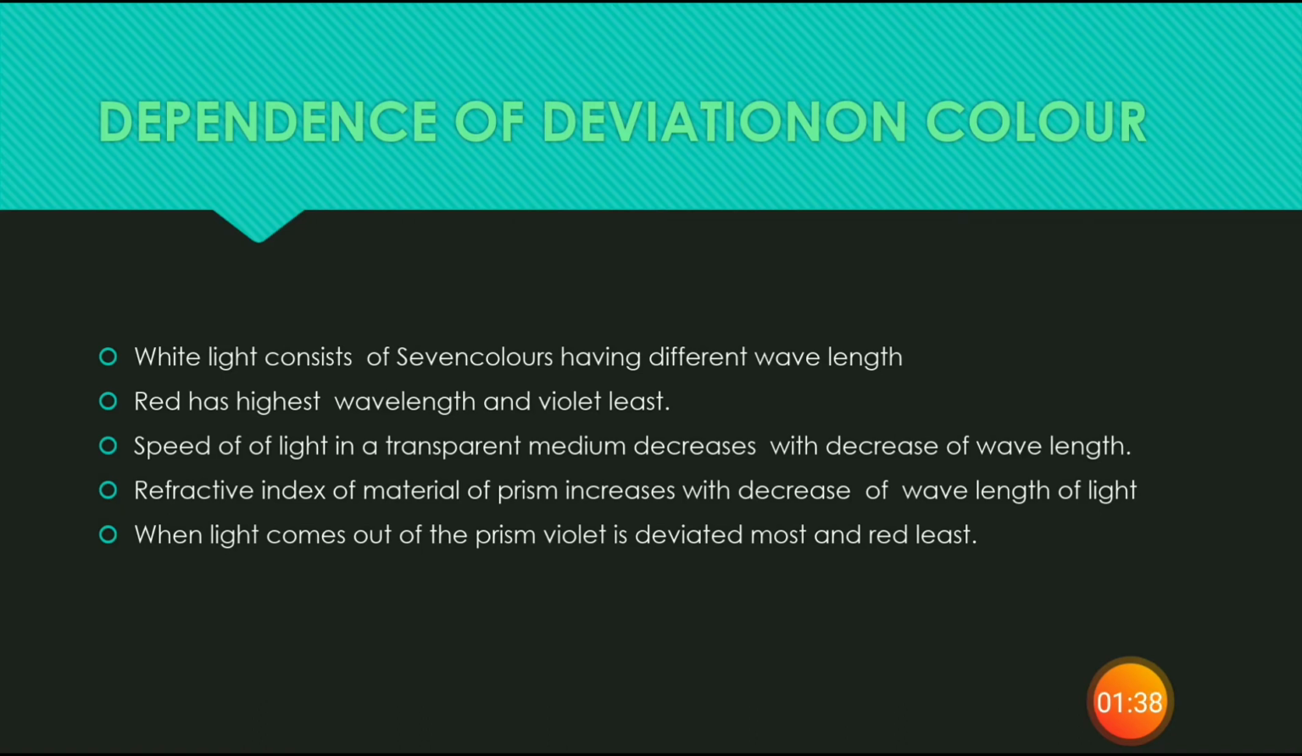Speed of light in a transparent medium decreases with decrease of wavelength. Refractive index of the material of the prism increases with decrease of wavelength of light. When light comes out of the prism, violet is deviated most and red least.